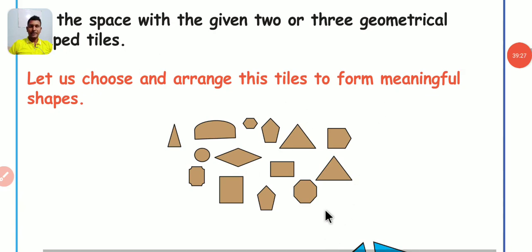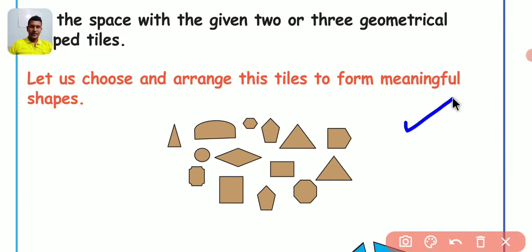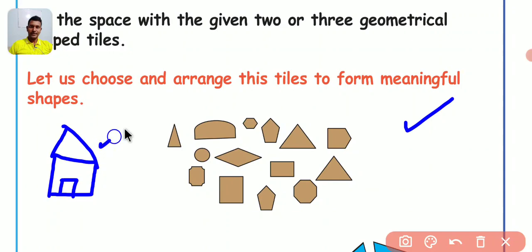Here they are giving some activity. Here they are giving some shapes. By using these shapes you can make any pictures, meaningfully, like a house or boat, any other thing. You use these shapes and make some pictures like this.